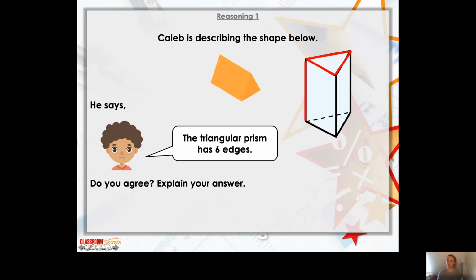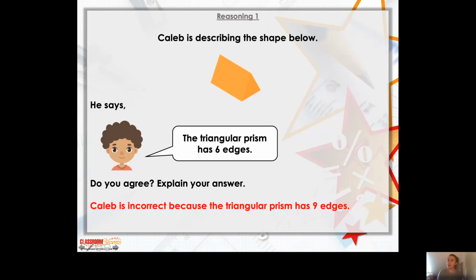Well, we have 4, count with me, 5, 6, 7, 8, 9. Have we got any more? No, we don't. We've got 9 edges. And Caleb told us that we have 6 edges on a triangular prism. So therefore, is he correct? Well, no, he's not. Caleb is incorrect because the triangular prism has 9 edges and he told us that it had 6 edges. Okay, so well done if you spotted that.